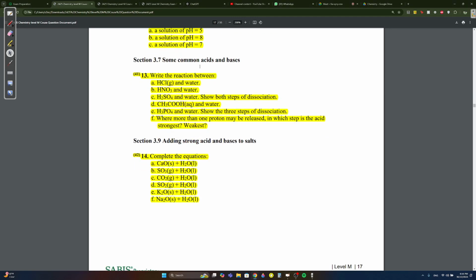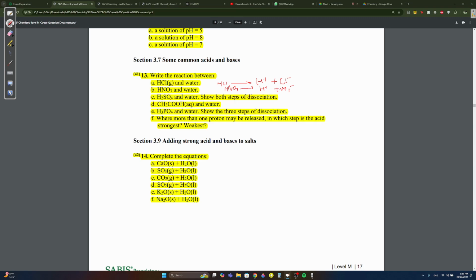Write the reaction between HCl and water. Acid in water, what happens? It dissociates. So basically, you don't write plus H2O normally. You just get H plus and Cl minus, all aqueous. HNO3 and water, same exact thing. You dissociate it: H plus and NO3 minus, all aqueous.